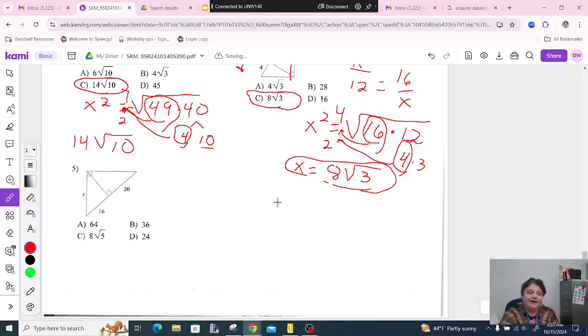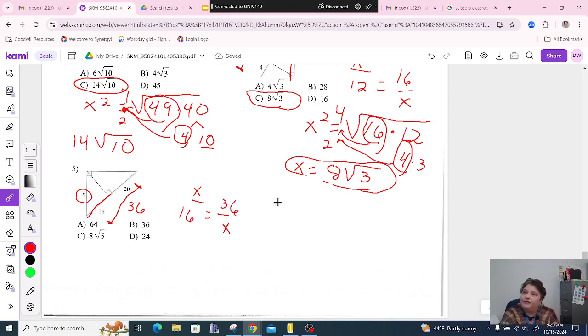Okay. So, what's the geometric mean on number 5? X. And it's the side it touches and the whole thing. What is the whole thing? 36. I had to add those two pieces together. 16 plus 20 is 36. So you're going to have X up and X down because it's a geometric mean. You'd use the 16 and the 36.